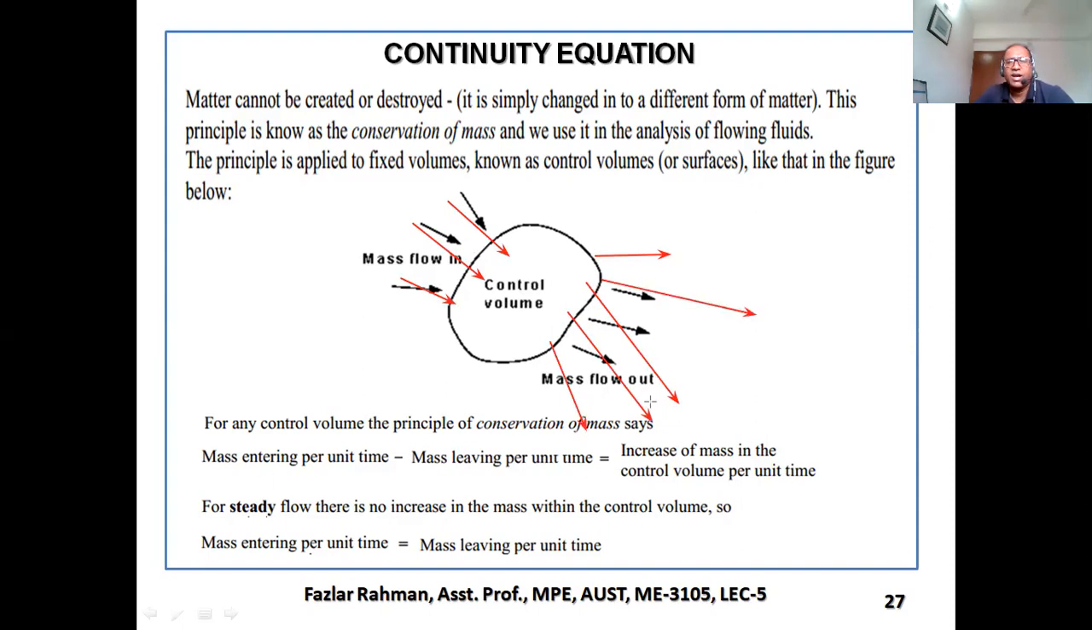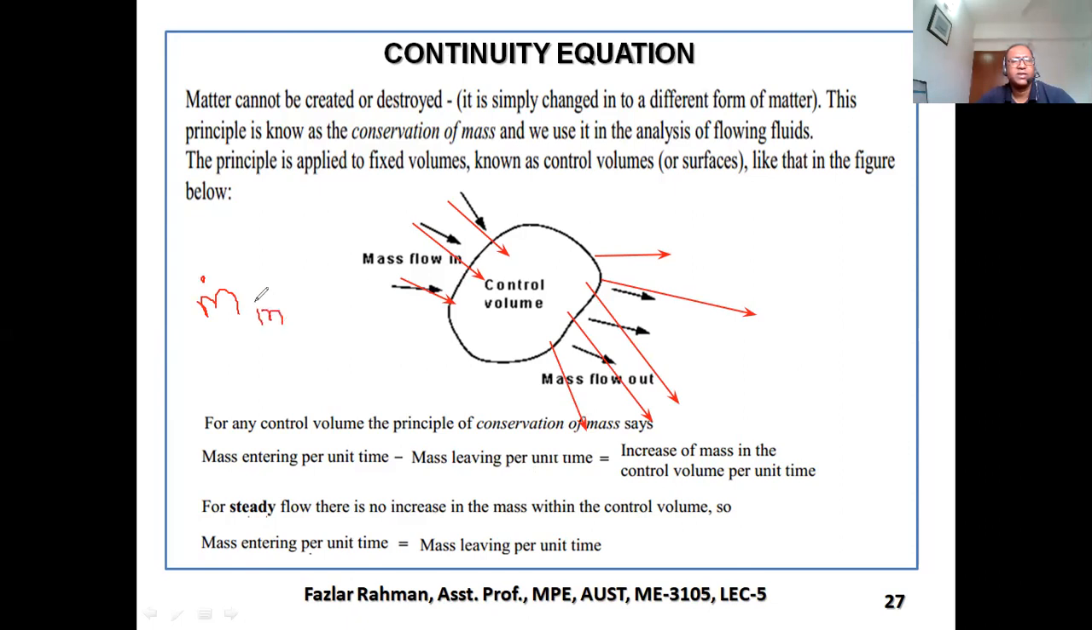Now, how much is the mass increasing inside the water tank? How can we figure it out? You can figure out the mass entering per unit time, right? That is the mass in minus the mass leaving per unit time. What is mass per unit time normally called? We express it by m dot, mass per unit time. That means mass flow rate.